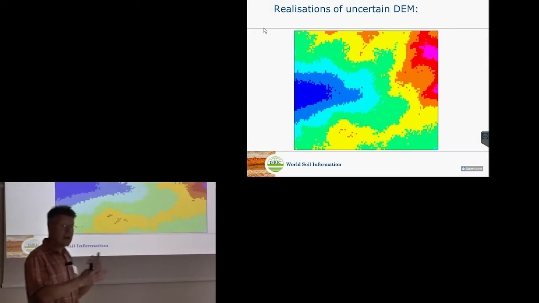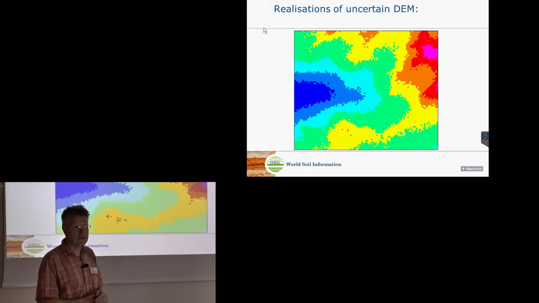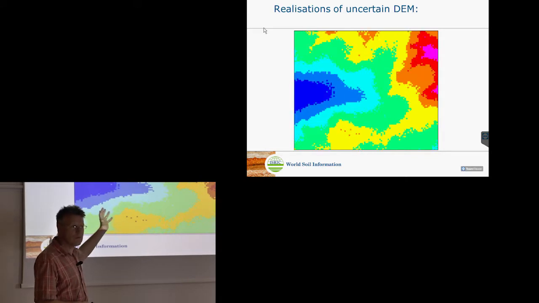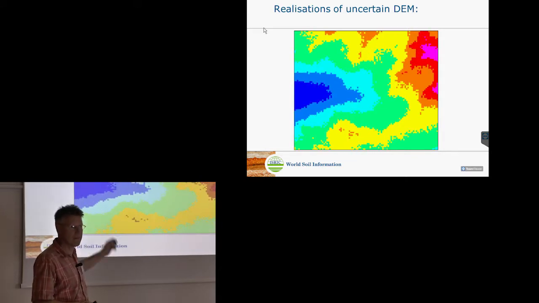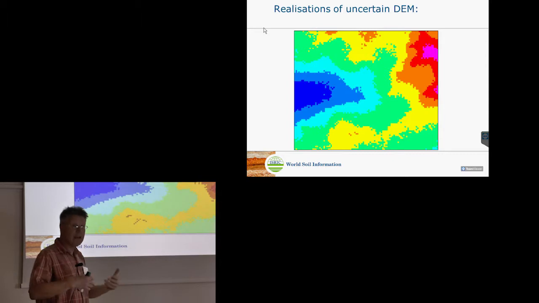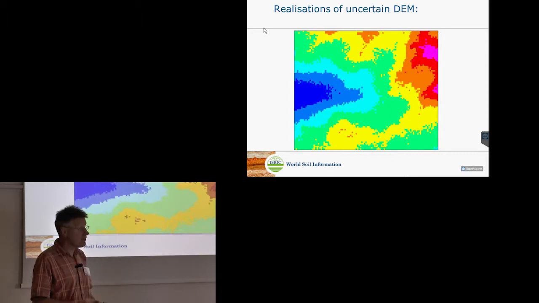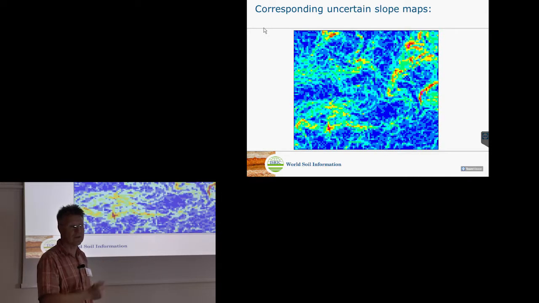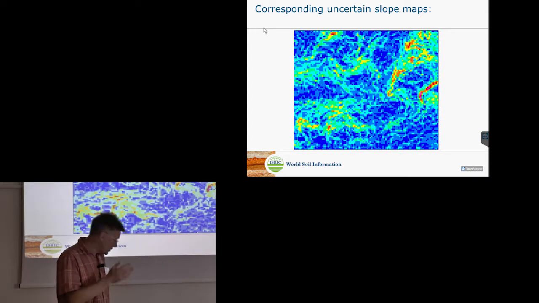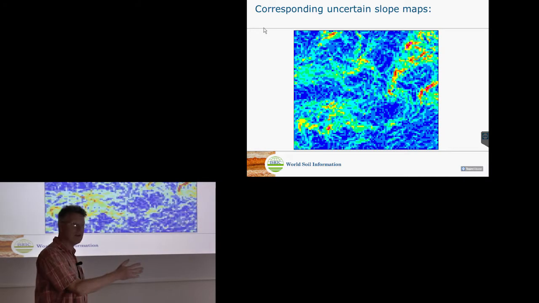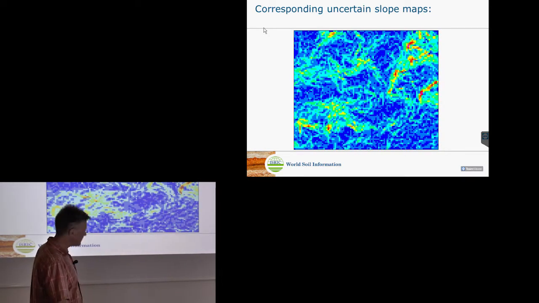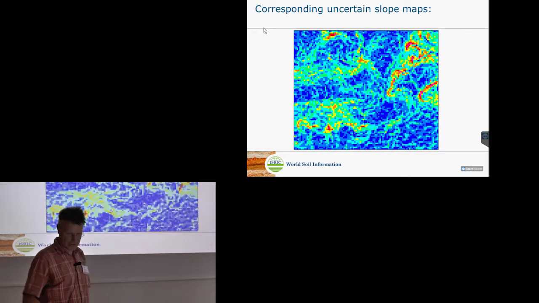So we generate possible realities using spatial stochastic simulation algorithms. Each of these could be the true one. We just don't know which one it is. So we generate many possible realities, and for each of these, we compute the corresponding slope. So we generate a possible reality, run the model, compute the slope, and do that for each of those possible realities.